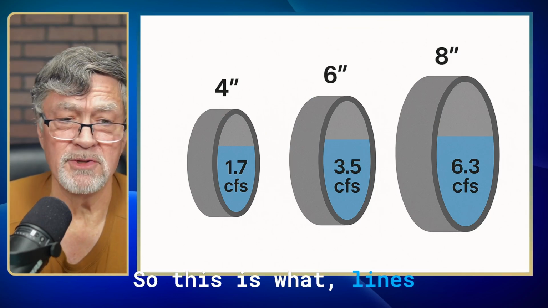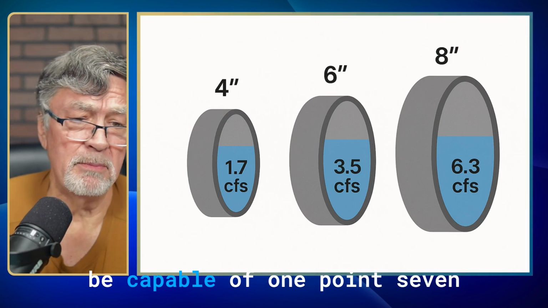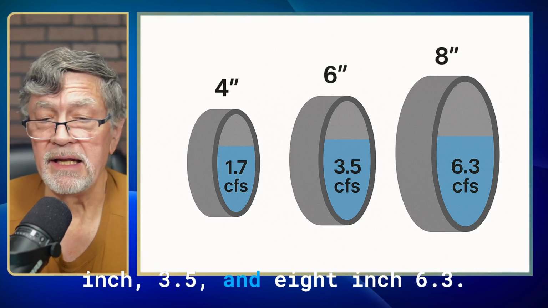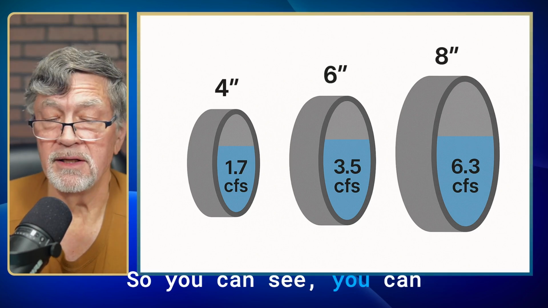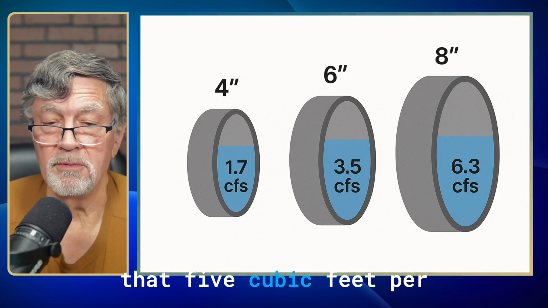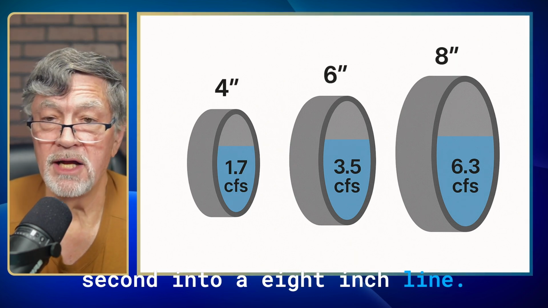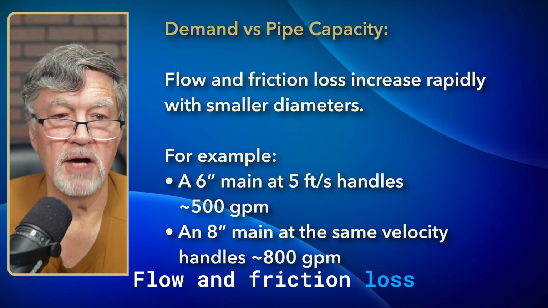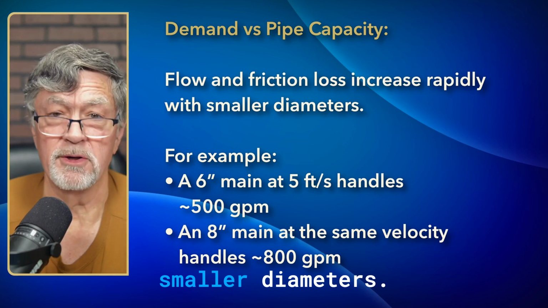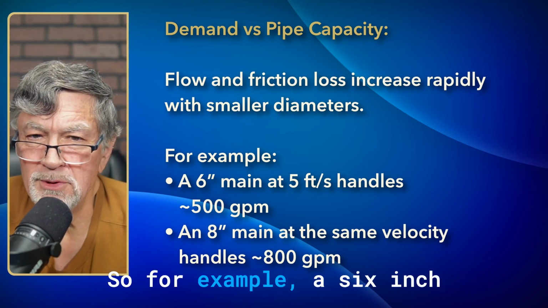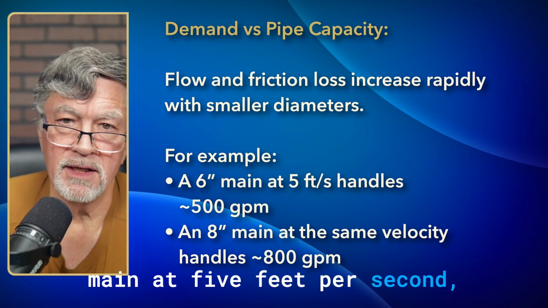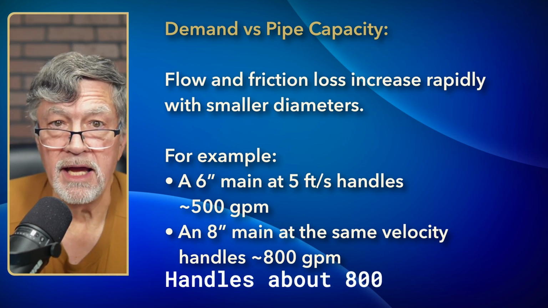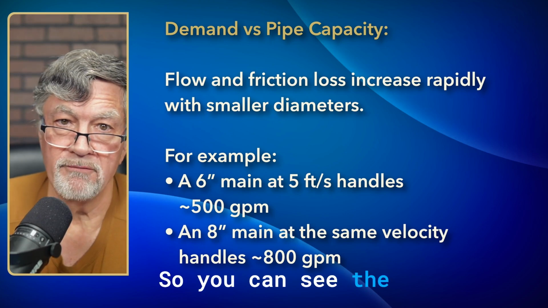So this is what lines are going to look like. A 4-inch line is going to be capable of 1.7 cubic feet per second, 6-inch 3.5, and 8-inch 6.3. So you can see you can obviously stuff more than 5 cubic feet per second into an 8-inch line, so you need to moderate that a little bit too. Flow and friction loss increase rapidly with smaller diameters. For example, a 6-inch main at 5 feet per second handles about 500 gallons per minute. An 8-inch main at the same velocity handles about 800 gallons a minute. So you can see the difference there.